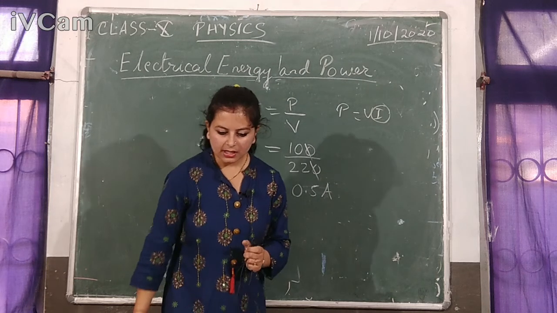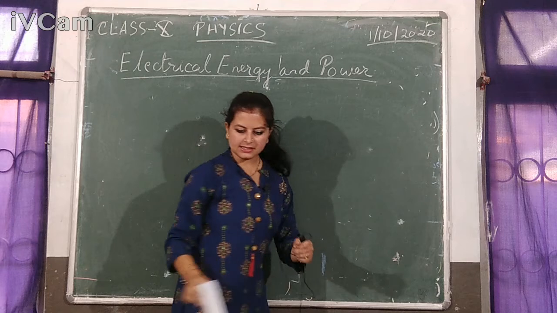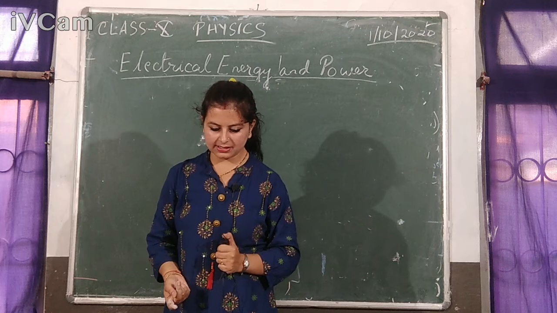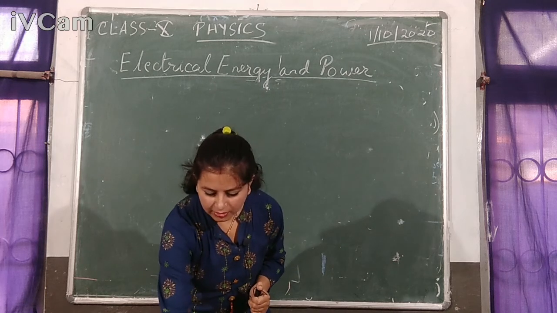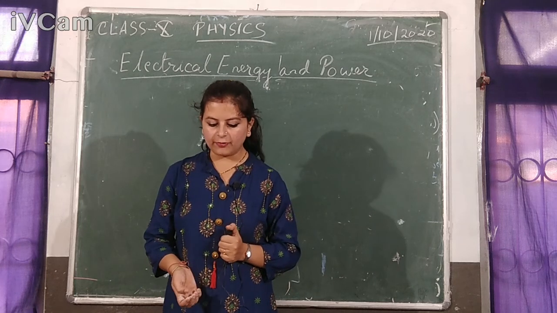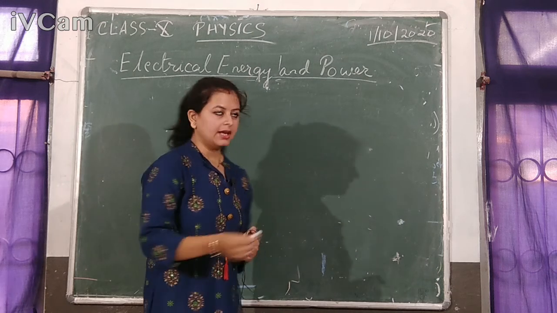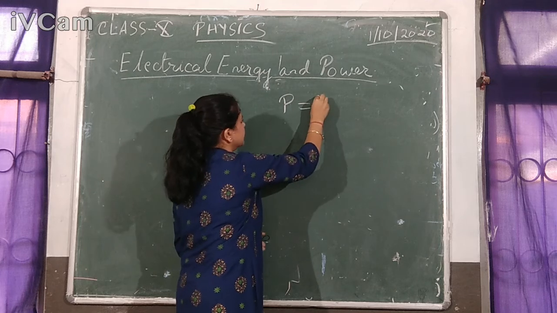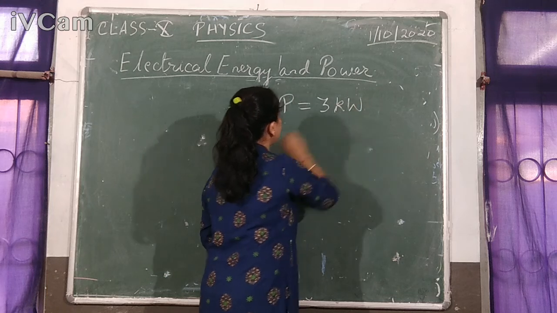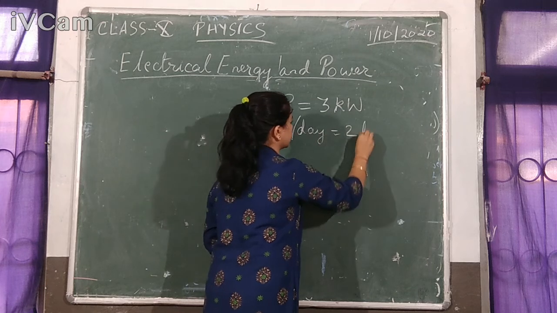Now, the last thing for today's class is that I will teach you how to calculate the cost of electricity for a given appliance. Now, I will read out one question as an example for you. If an electric oven of power 3 kilowatt is used for 2 hours each day. Now, the power for that oven is 3 kilowatt, and the time per day used is 2 hours.